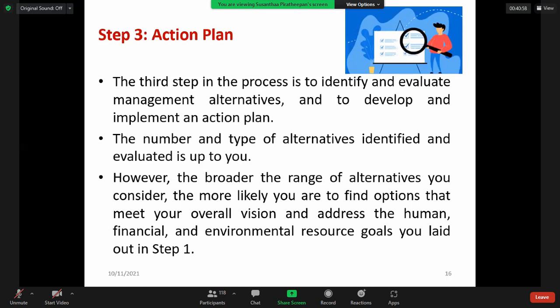So in step 3, using our goals, our inventory and the resources, we have a plan to implement on our farm. And after implementing, we make sure the plan and the management alternatives lead to our already mentioned goals.